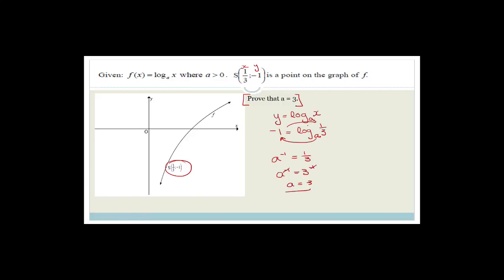But I want to just cover a log rule here. We've got that minus 1 is equal to log, but 1/3 can be written as 3 to the minus 1. Do you agree? Base a. But the log rule says that whatever this number is, the power can be taken to the front. So you've got minus 1 is equal to minus log 3 base a. The minuses cancel, so you've got 1 is log 3 base a. And the rule is that log of anything base the same thing is equal to 1. Therefore, your a has got to equal 3.